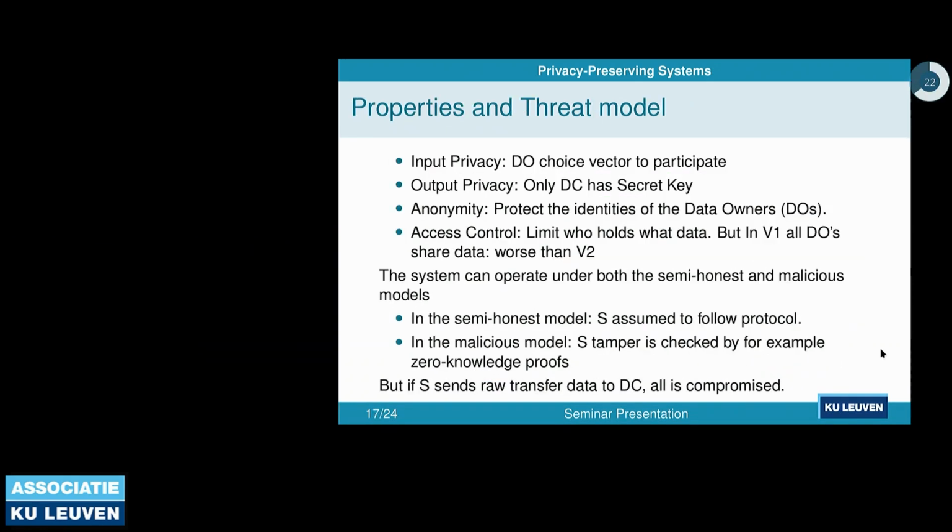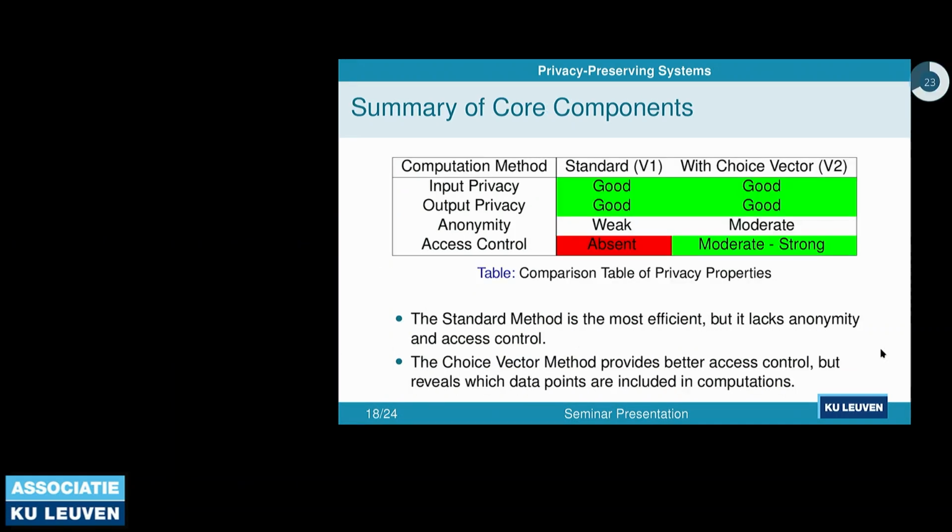Which means that we have 2 different systems in place. The first one, version 1, where we just send all of the data towards the server, and in the second one we have a choice factor, which means that every data owner can choose who they send their data towards. So they can choose what data they send, or what data they send to which data customer. Okay, so let's go through these 2 systems. And as I've ascertained, both do the most important part, namely the input and output privacy. So nobody knows what went into the system and only one person knows what went out of the system.